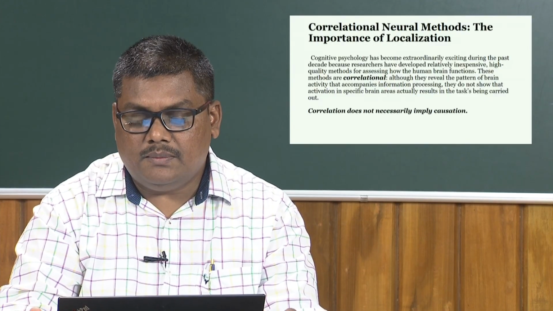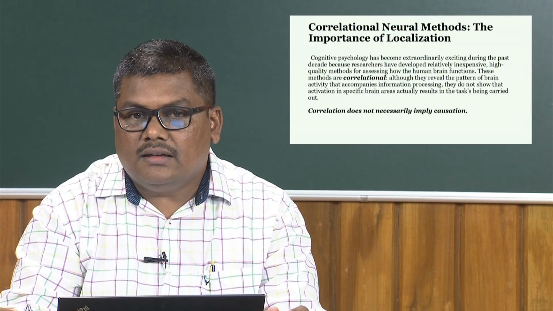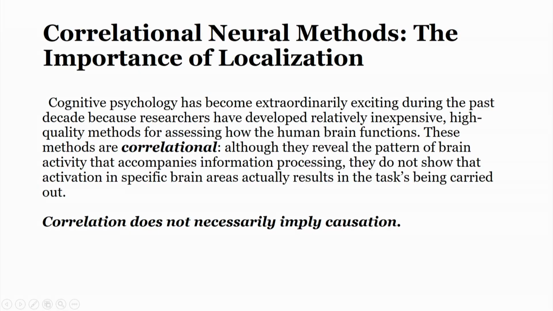So, as I was saying, the problems with the correlational neural method. There are 2 problems with this. First, many areas get activated in addition to the main area of interest. And so, the problem with this method is to localize the area of interest, because there are other areas which also get activated alongside.